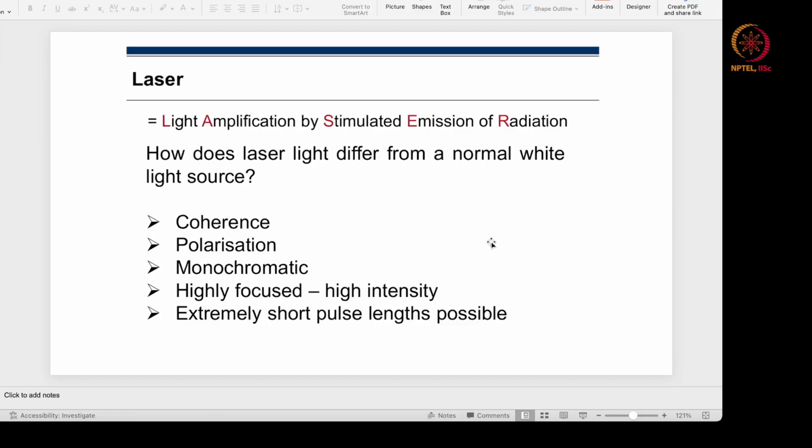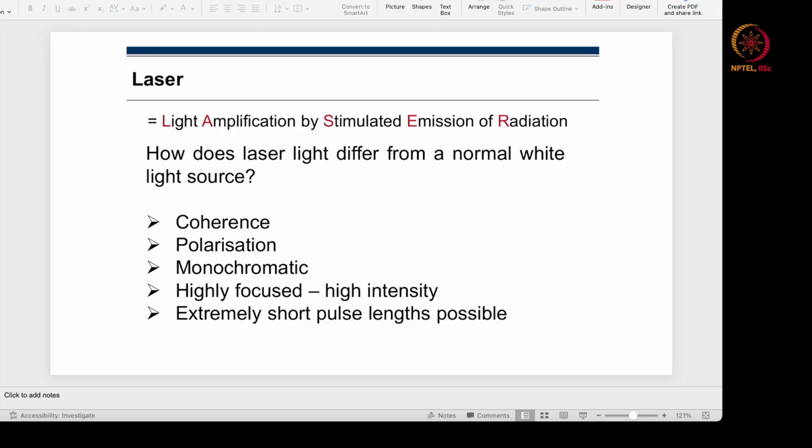Just a little bit on the laser. The laser, as we can see, is of paramount importance when you do all these kinds of measurements, either PIV or LDV. It stands for light amplification by stimulated emission of radiation. This is an inversion problem actually. So how does it differ from a normal white light? It has coherence, polarization, it's monochromatic, highly focused, high intensity, and we can do extremely short pulse lengths in time, which is essential for measuring high-speed flows, because there you need a really small pulse width, because you need a stroboscopic type of effect.